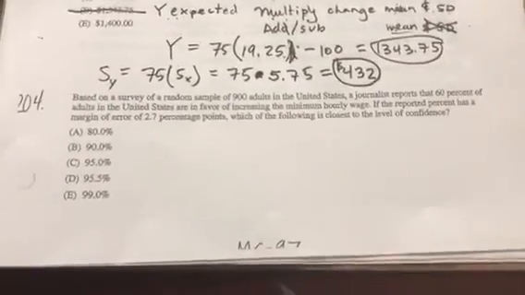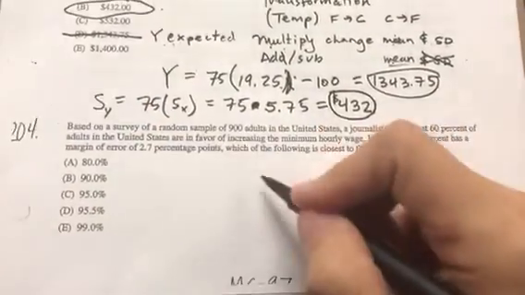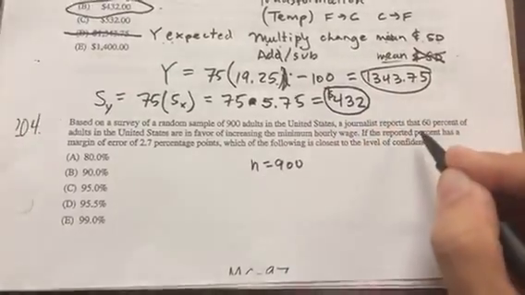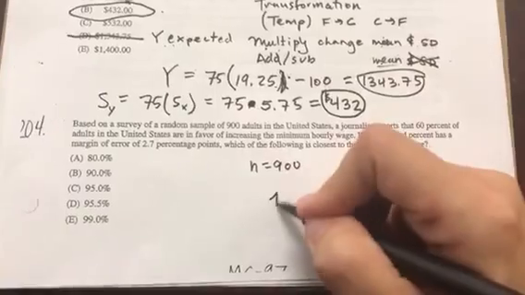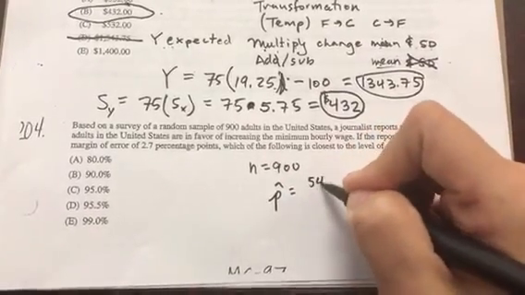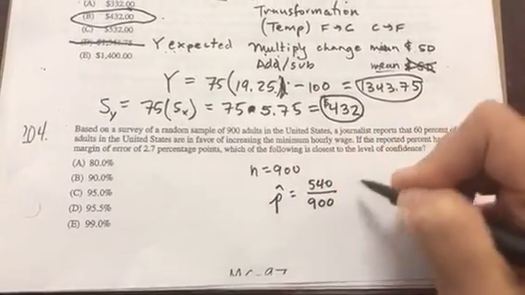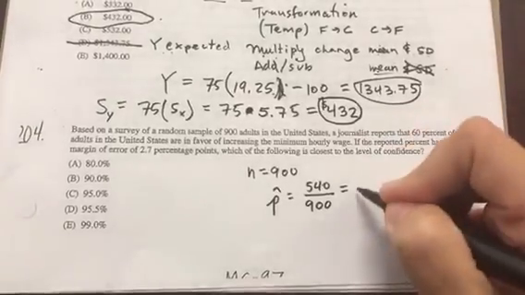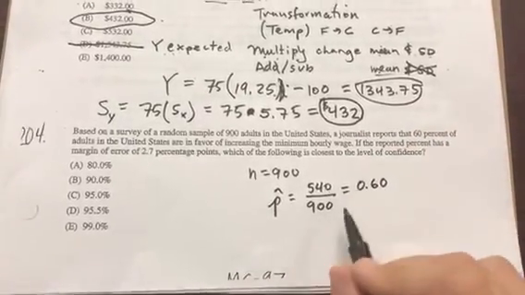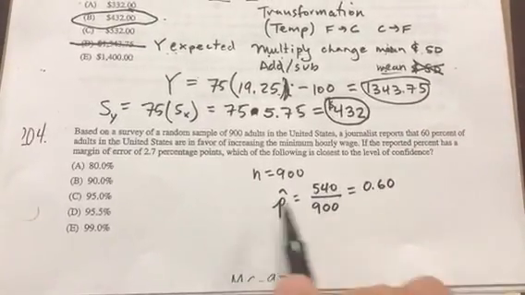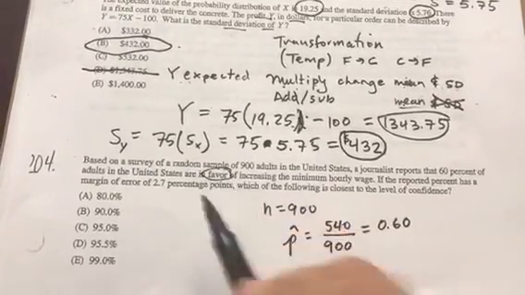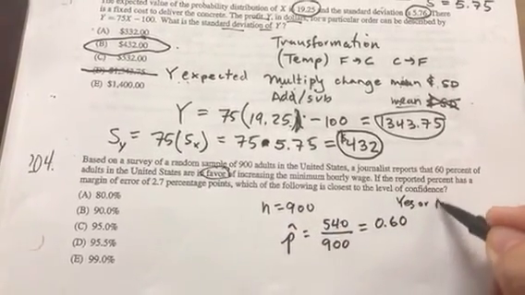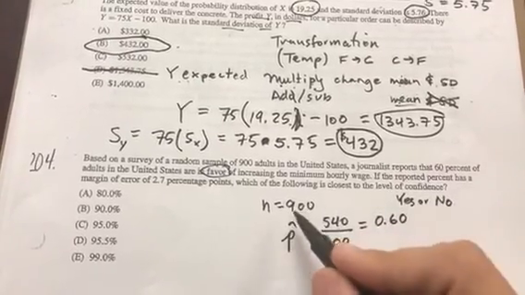Now, last but not least, question 204, it says, based on a survey of 900 people, they report 60% of adults are in favor. So here you have a sample. 540 people would have had to say yes for that to be 60% of the data. So you took a sample, you asked 900 people if they're in favor, which is in fact a yes or no question, and 60% said yes.